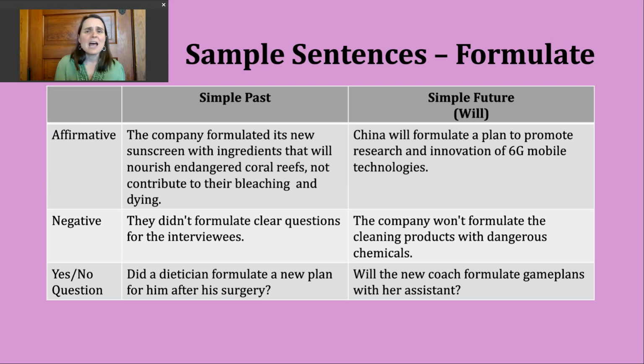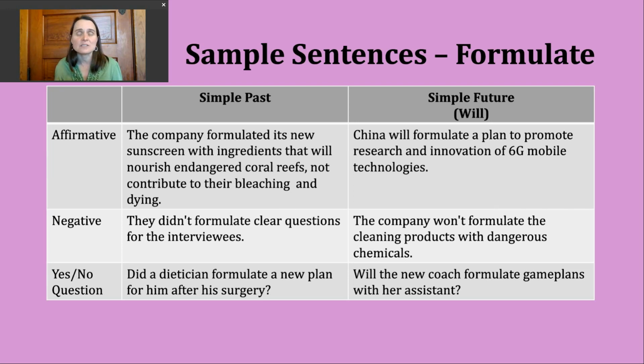So here, maybe we had some really bad interview experiences, and it could be because the questions were not logical or clear as the interviewers prepared for this, or maybe the problem is they didn't prepare. Now, let's talk about yes or no questions in the simple past tense.